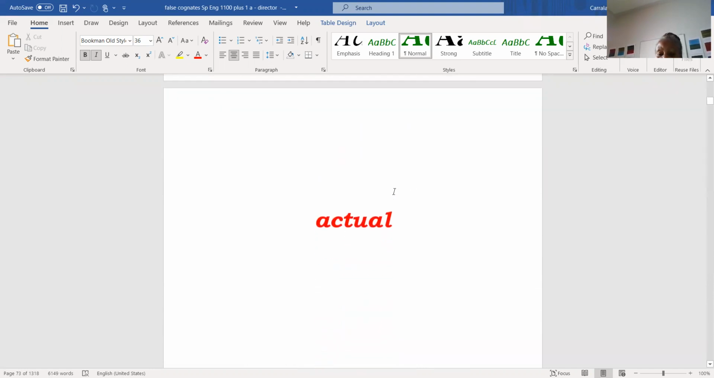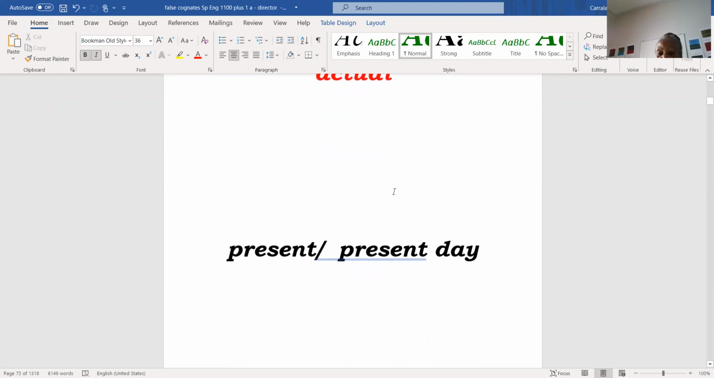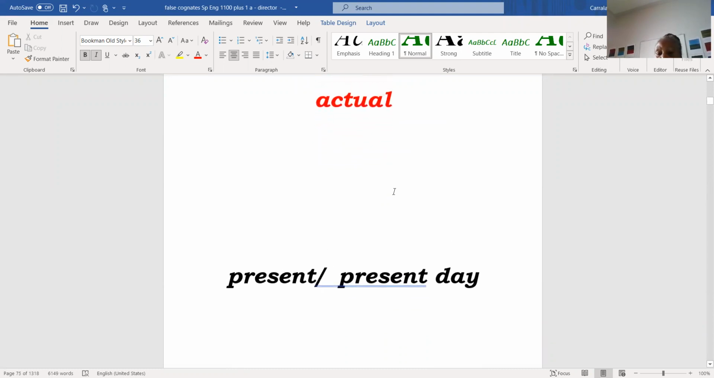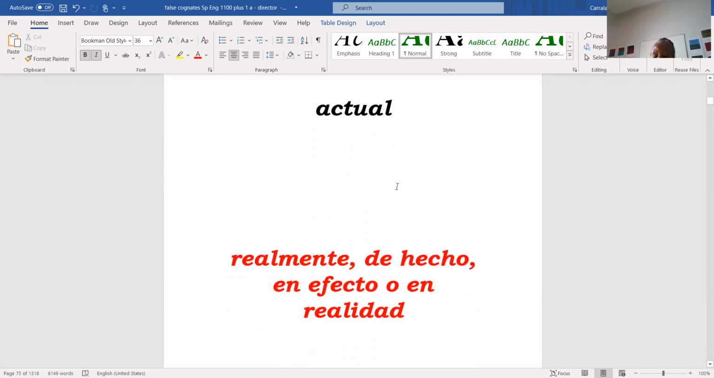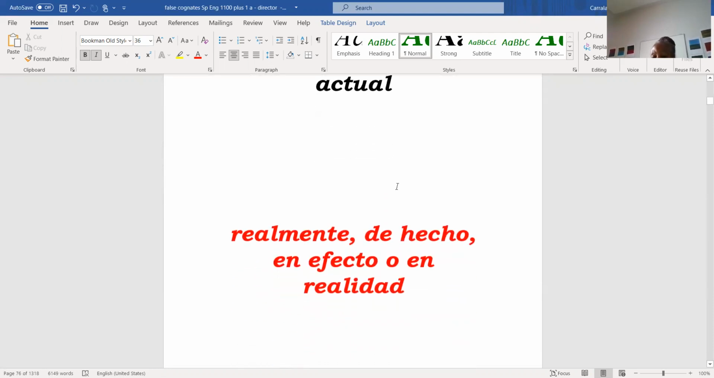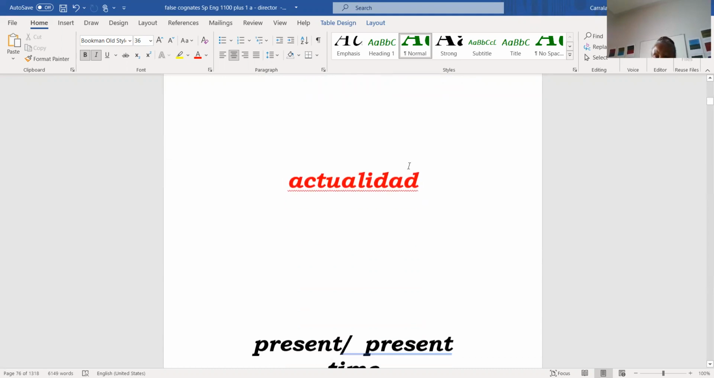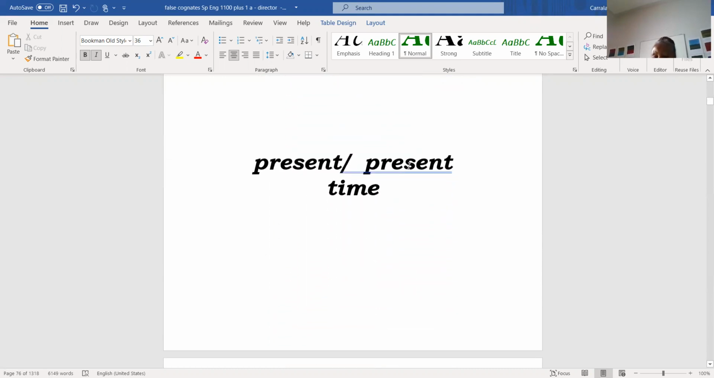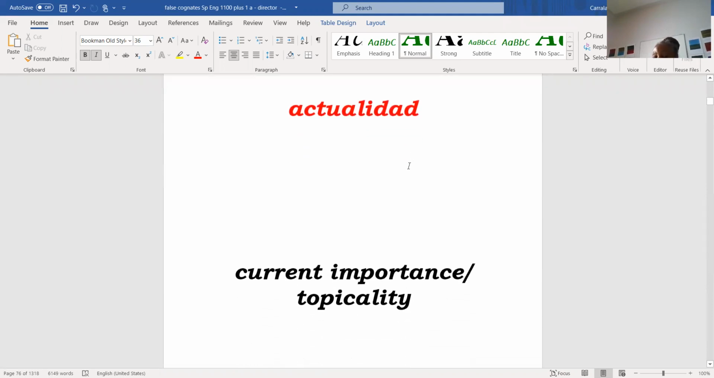Basically the same. That's what I was saying. Actual, in English, this is Spanish, actual, but if you were to translate it, you wouldn't use the word actual, you would use the word present, present day. But actual in Spanish means realmente, de hecho, en efecto, or en realidad. See, it's not the same. It's related, but it's not the same.